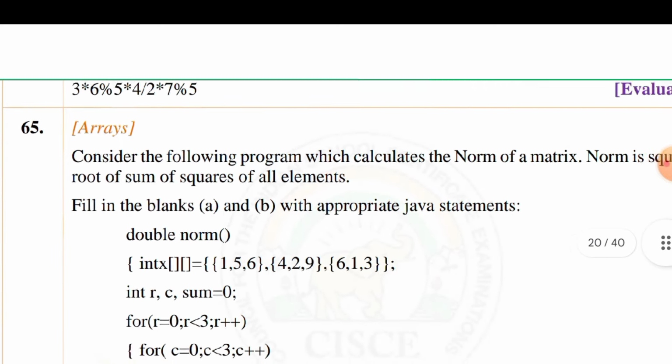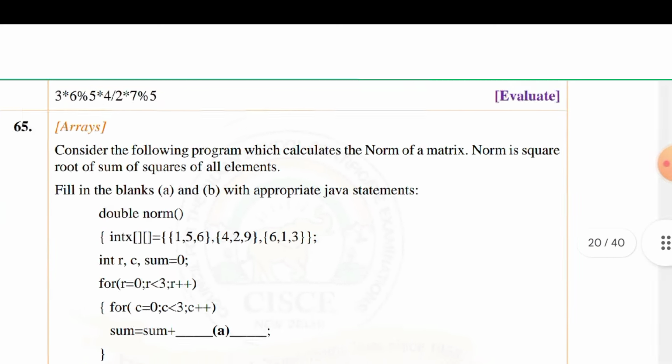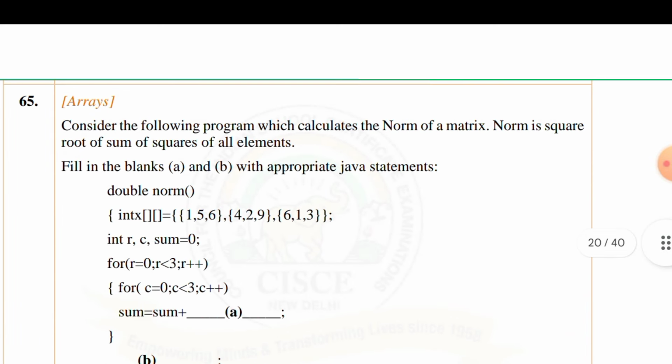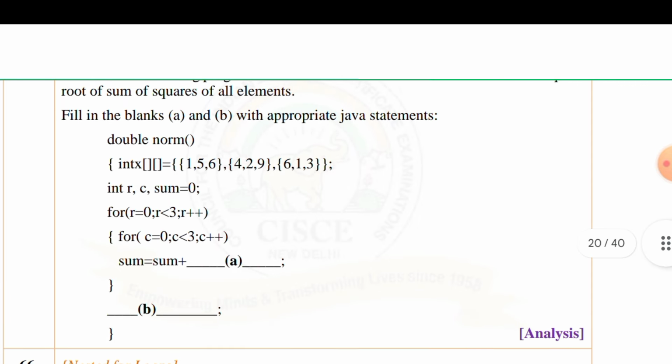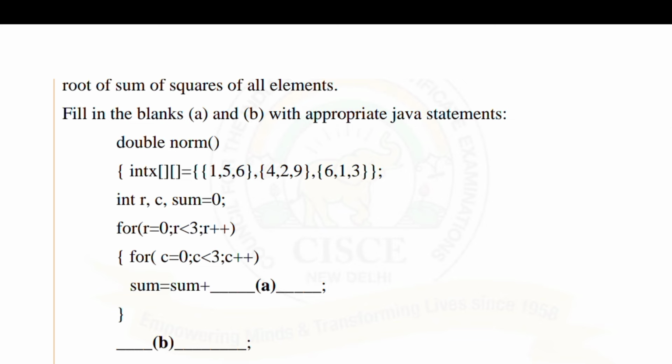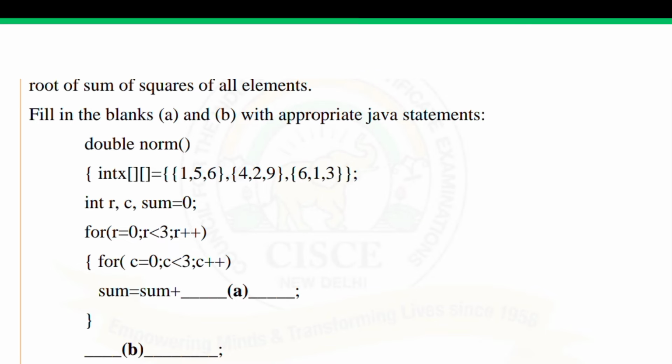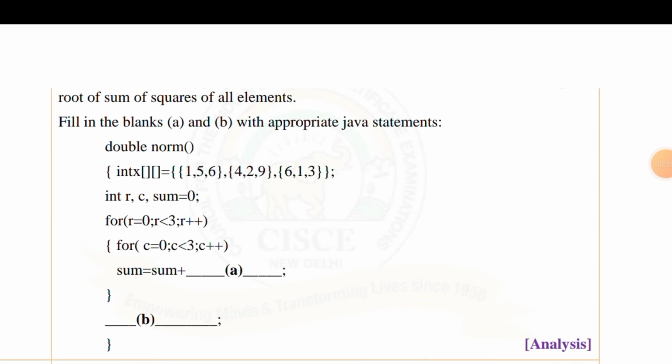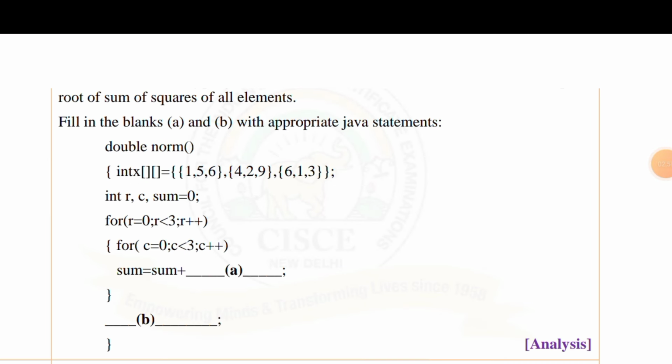Okay, question number 65. Consider the following program which calculates the norm of a matrix. What is the norm of a matrix? Norm is the square root of the sum of squares of all elements. We have to fill in the blanks A and B. Two blanks are there. See, the outer loop is responsible for row and the inner loop is responsible for column, and we have R and C for row and column.